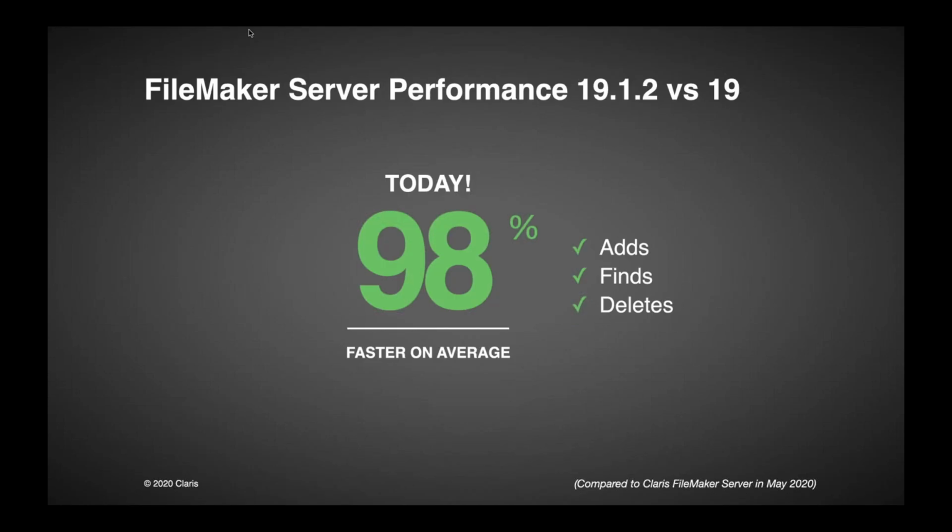And this slide shows testing results from our QA 100 user JMeter response time testing on Windows Server 2016. The results are, we are 98% faster on average response time compared to release 19 without PLL. A quantum leap since May.